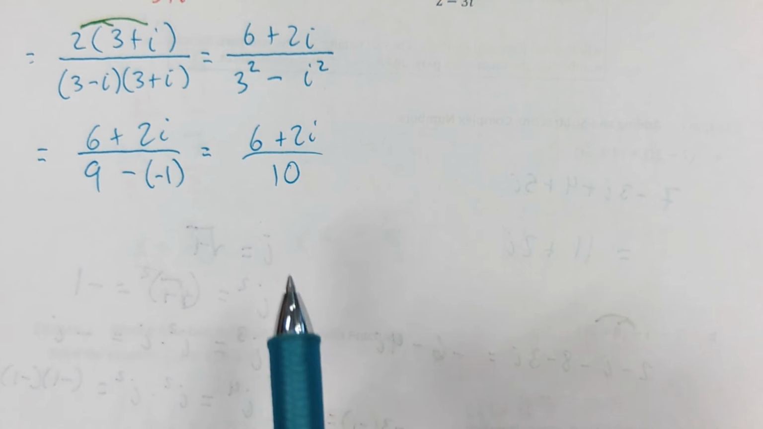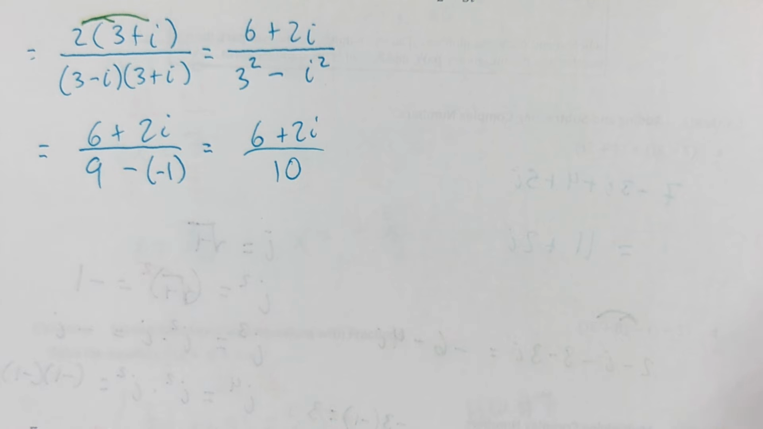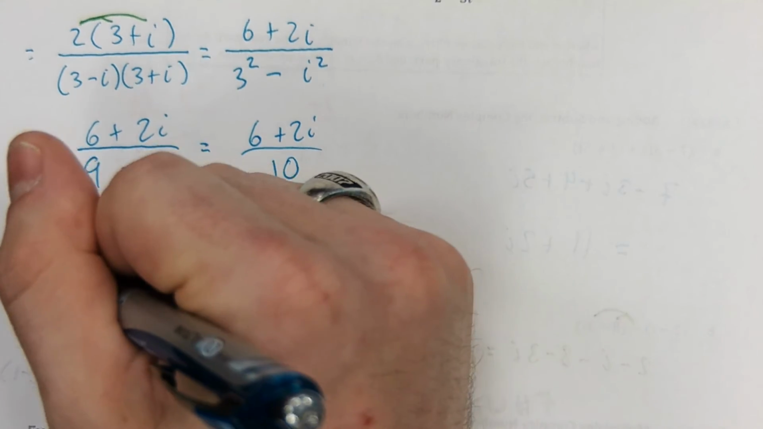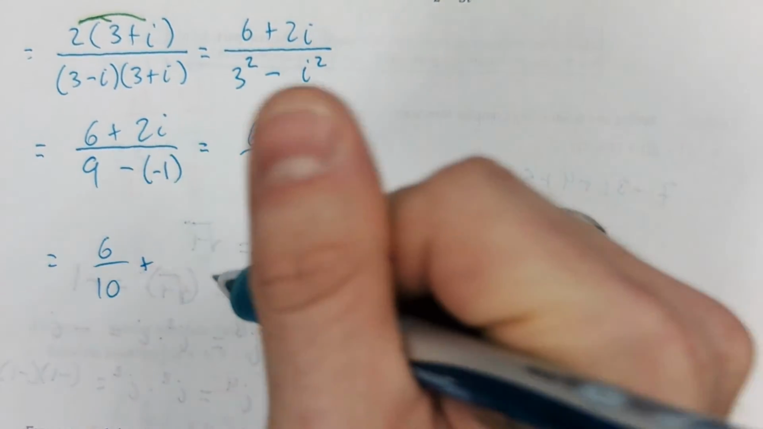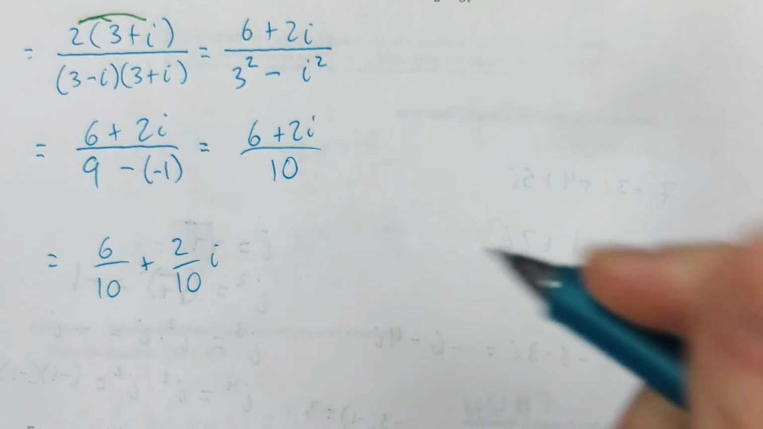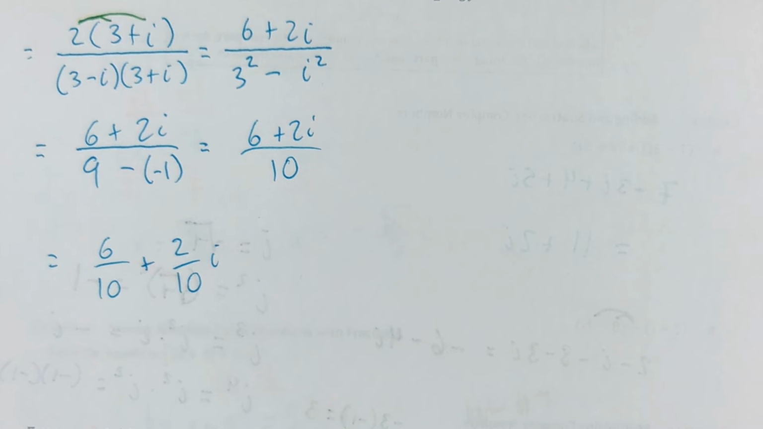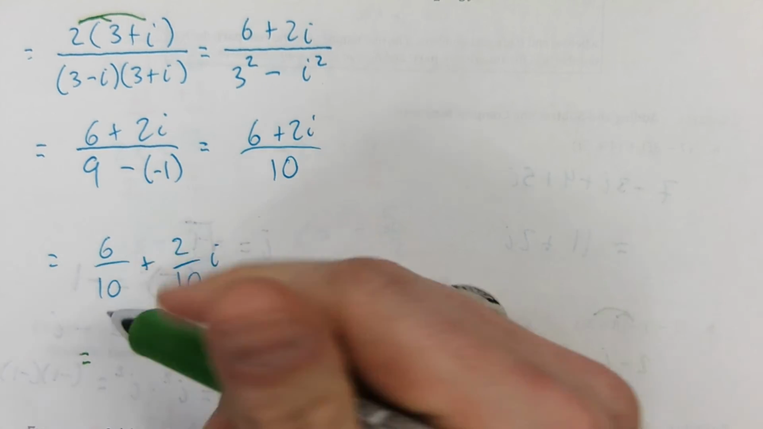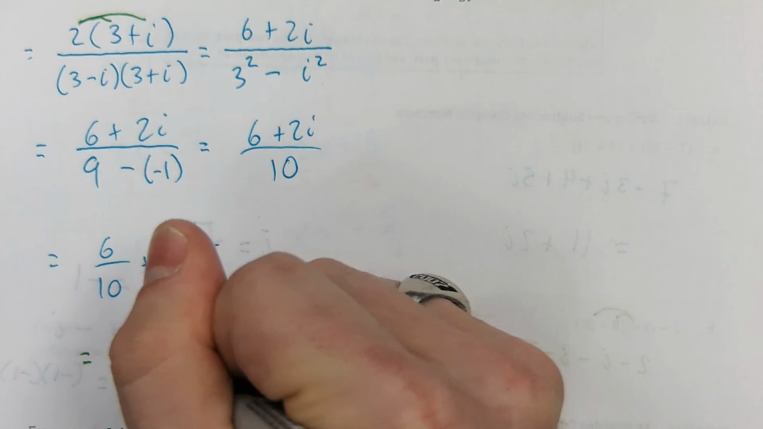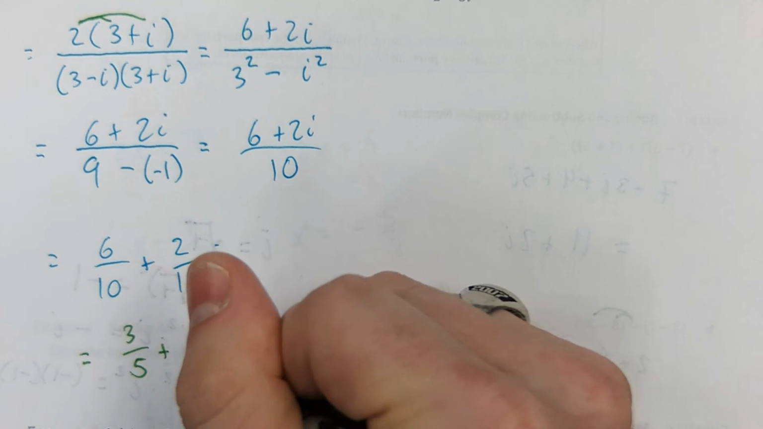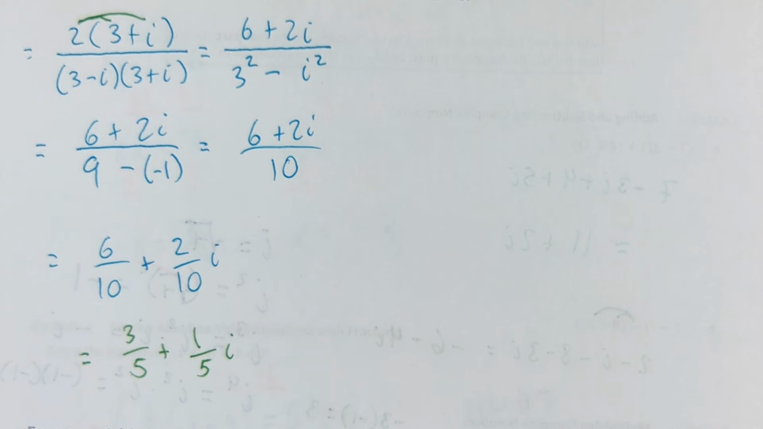So what we do is we treat this as two different fractions. It's the addition of two fractions that happen to have the same denominator. So it's 6/10 plus 2/10 times i. And then you just reduce your fractions, and you're finished. Dividing both of these by 2 gives us 3 over 5, and dividing both of these by 2 gives us 1 over 5. So it's 3/5 plus 1/5 i. That is in standard form.